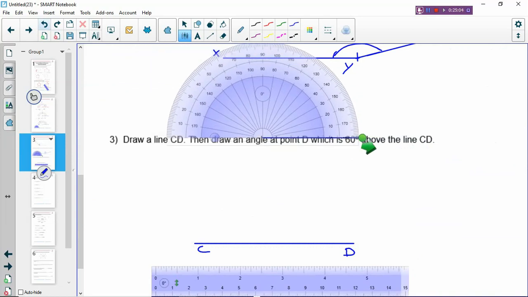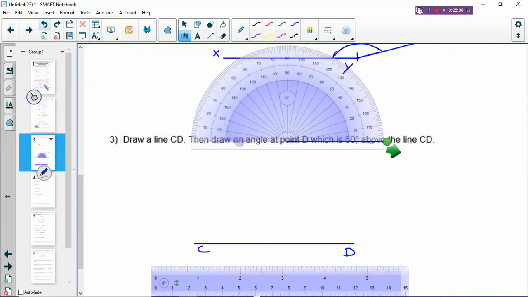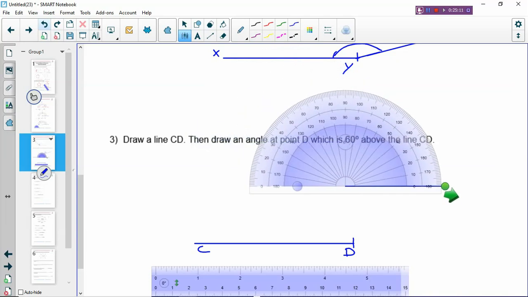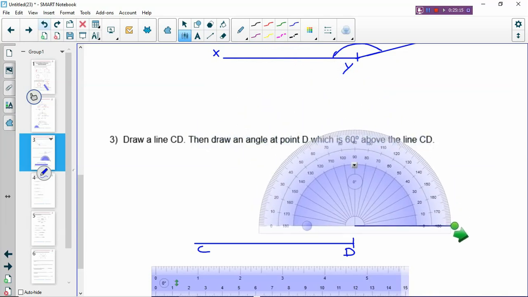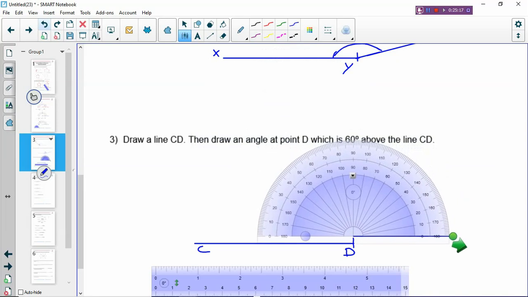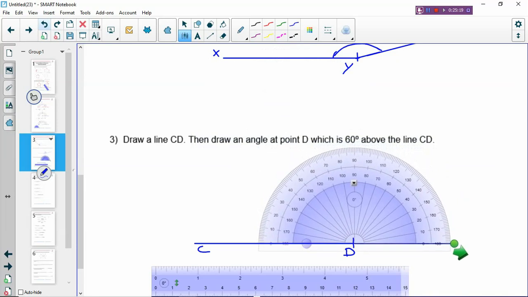So place your protractor, not ruler, at point D, the end of the line. Place the center point of the protractor onto point D, and the baseline of the protractor must sit onto the line CD.